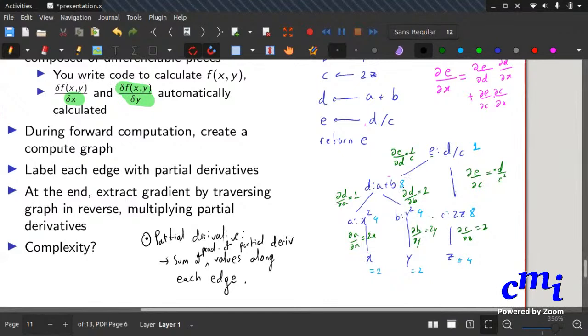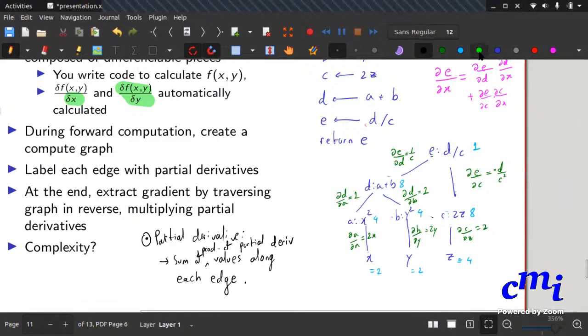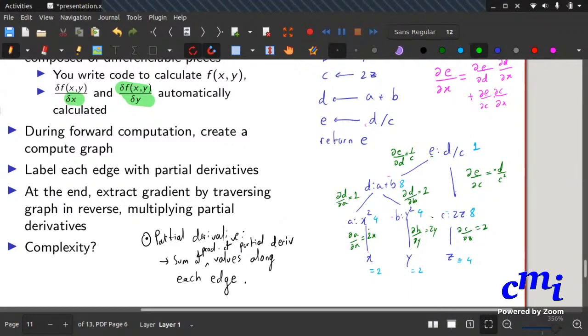So for example, over here, previously when we have been given this 2 and 4, we went up the graph calculating the values at each node, right? So now, along with the values, what we will do is we will evaluate these partial derivative functions as well, right? And calculate the values of the partial derivatives.